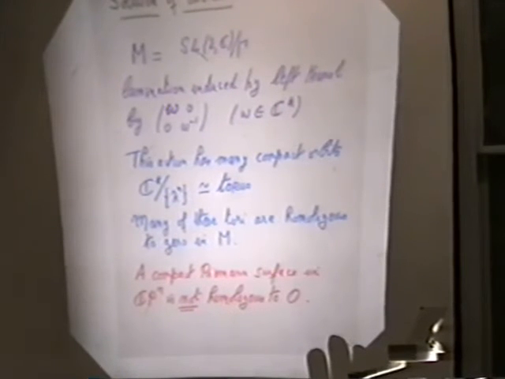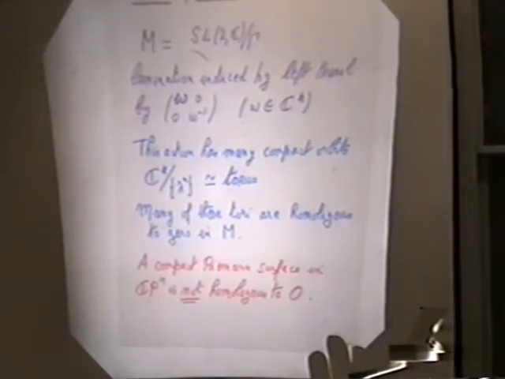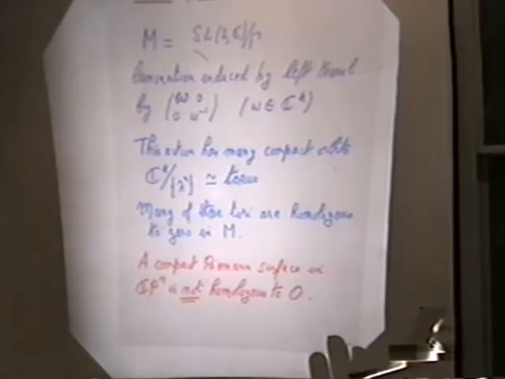So in this compact metric space, don't forget that we forgot the complex structure. In this compact metric space, we have a lot of tori, and these tori are elliptic curves. They have a complex structure.